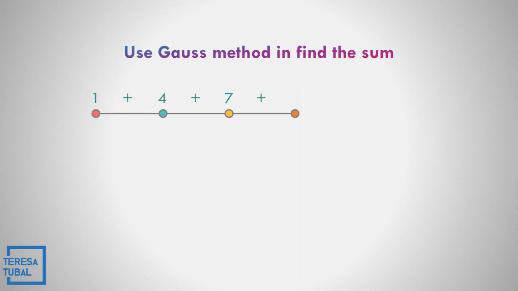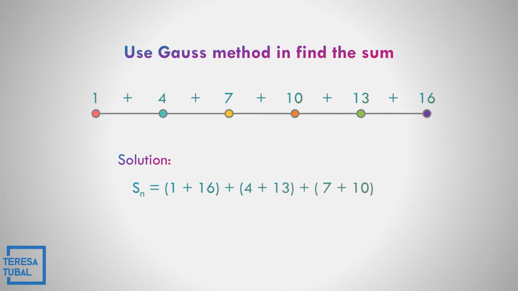Let us use the Gauss method to find the sum of the given sequence 1, 4, 7, 10, 13, and 16. As you can see, the solution is 1 plus 16, and then 4 plus 13, and then 7 plus 10. So 1 plus 16 is 17. 4 plus 13 is 17. 7 plus 10 is 17. So how many 17s? That is 3. So 3 times 17, that is equal to 51. Or 17 plus 17 plus 17, the answer also is equal to 51.